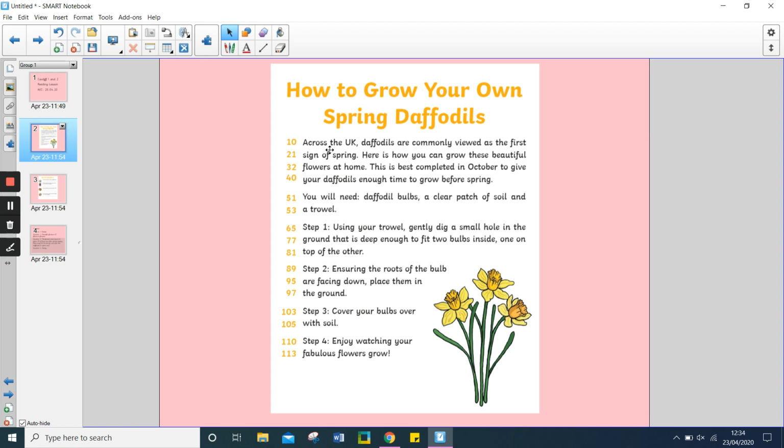Let's have a look. Anything that tells me the author absolutely loves daffodils. Here is how you can grow these beautiful flowers at home. So that's one answer you could have. Now, the second one, it said fabulous flowers. So at the top, I can't see fabulous flowers, so that must mean that it's further down in the text. I'm just going to scan the text. It's not in this bit. Step 4. Enjoy watching your fabulous flowers grow. So can you see how the answers weren't all in the same place? I had to read the text and skim through it.